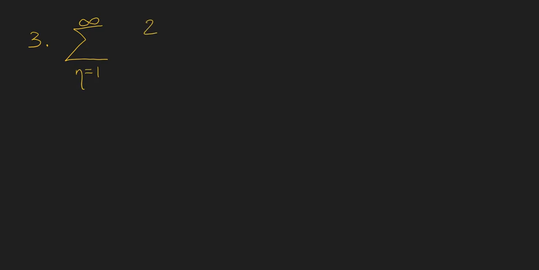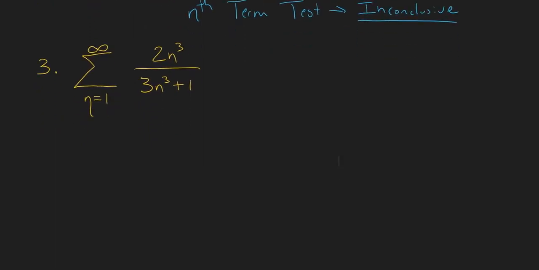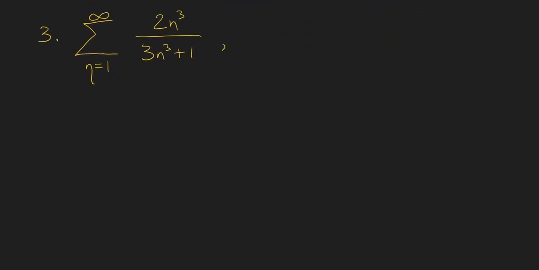So now we will have 2n cubed over 3n cubed plus 1. And you can see that these are very similar. All we've done is we've raised the power of the n squared to an n cubed in the numerator. Now if we apply the nth term test, we will take the limit as n approaches infinity of 2n cubed over 3n cubed plus 1.